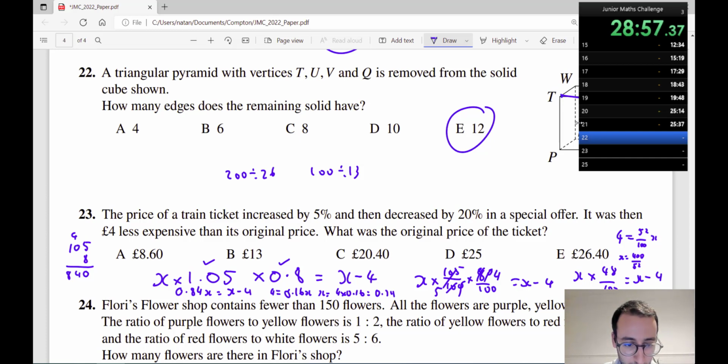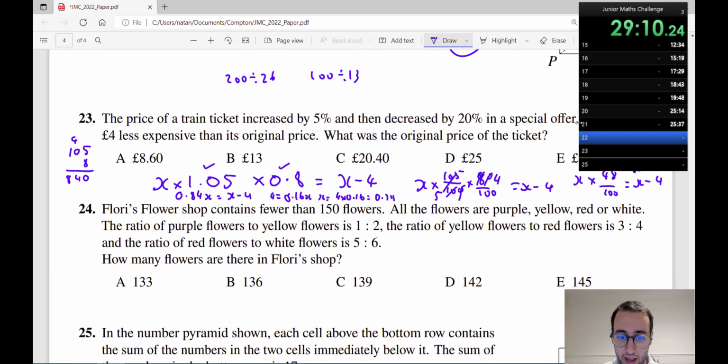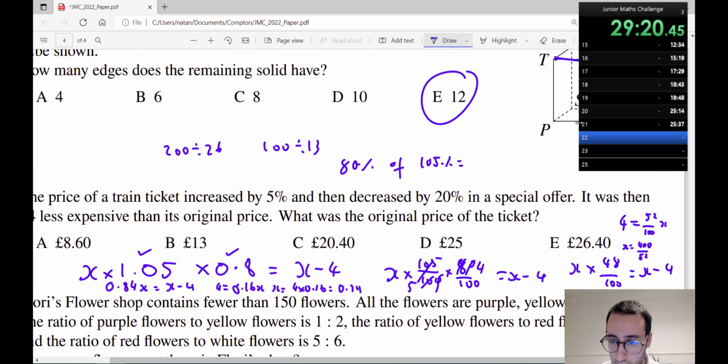8 times 5 is 40. Put a 0 here, carry the 4. 8 times 0 is 0, add 4 is 4. 8 times 1 is 8. 840. So 80% of 105% is, well, 20% is 21. So take away 21 from that and you get 84.